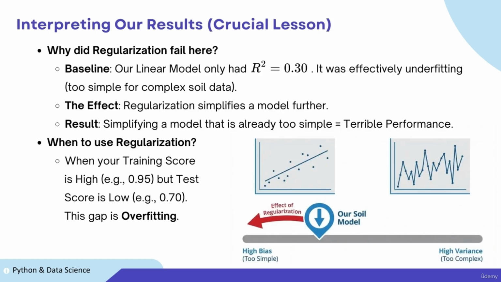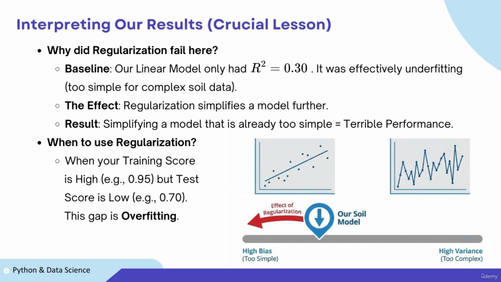Now, let's look at the results from our soil prediction project. We expected these advanced models to improve our score, but look at the numbers. Our baseline linear regression had an R-squared of 0.30. Ridge dropped to 0.10, and Lasso dropped to 0.00.